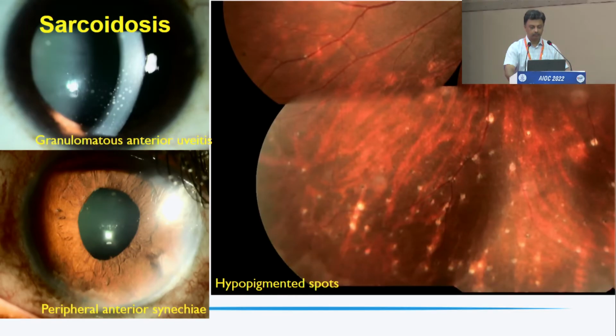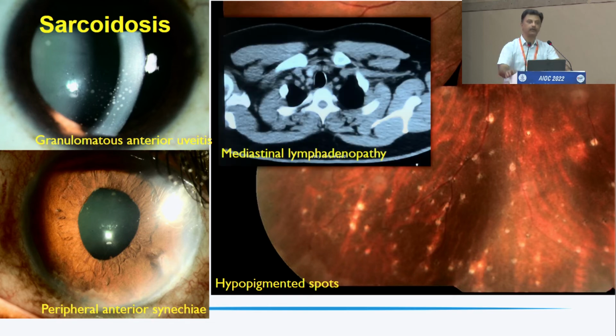So this is an example of sarcoid. In the previous presentation, you saw the candle wax drippings that are associated with sarcoid retinal vasculitis, but in association with sarcoid, you want to look for these granulomatous KPs, peripheral anterior synechiae, and these hypopigmented spots seen in this picture, besides looking for organ-specific involvement, which would be mainly in the mediastinal lymph nodes apart from the skin, or in CNS or cardiac sarcoid.